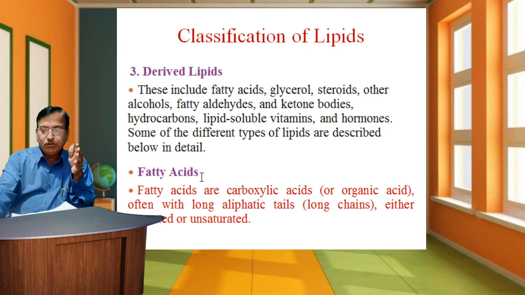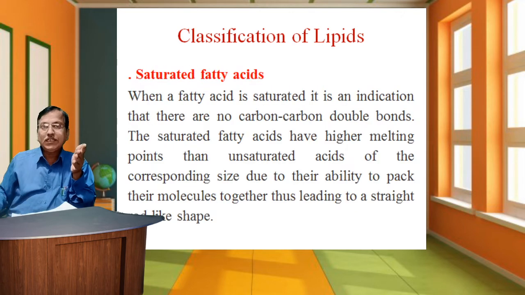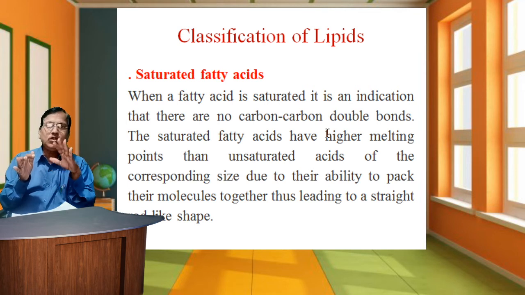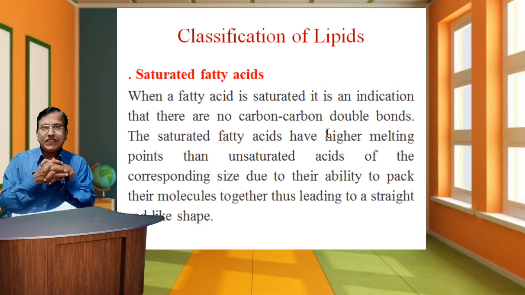They also include the fatty acids. Fatty acids are carboxylic acids, or organic acids, often with long aliphatic tails, called long chains, either saturated or unsaturated. Fatty acids are divided into two types: saturated fatty acids and unsaturated fatty acids. When a fatty acid is saturated, it indicates that there are no carbon-carbon double bonds. Saturated fatty acids have higher melting points than unsaturated acids of the corresponding size due to their ability to pack their molecules together, leading to a straight, rod-like shape. This is a characteristic feature of the fatty acids.